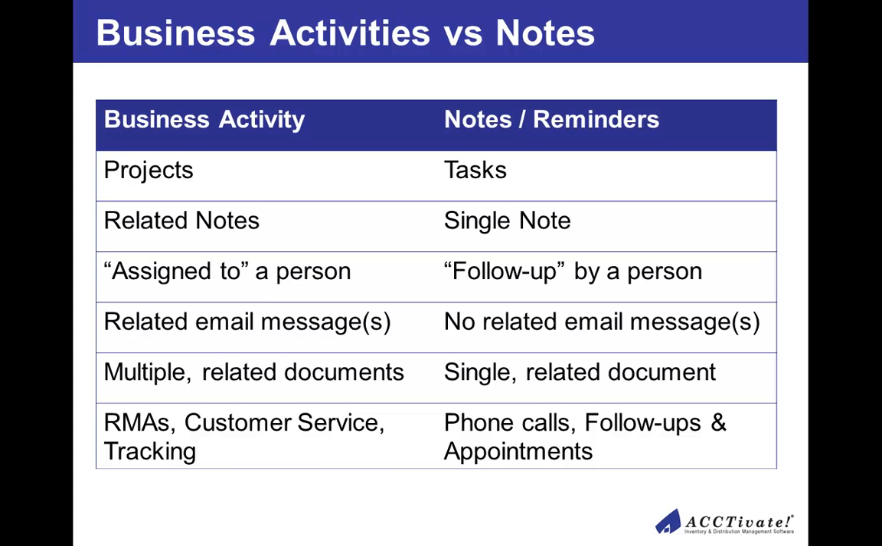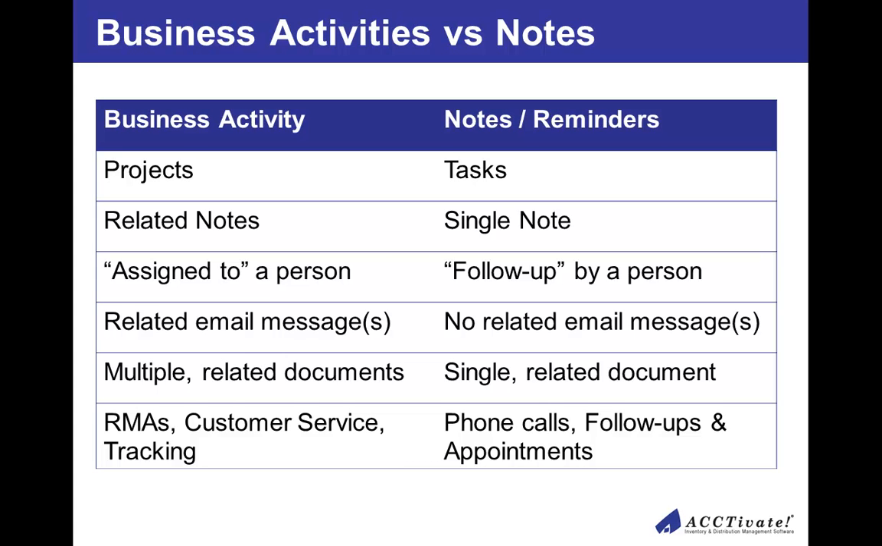You don't need to track multiple status codes. You won't need to track emails and notes. A business activity, I like to think of as more of a project or a larger task. It is assigned to a person, which I think is important to get that concept. They can be reassigned, so you might have one user that works the project and then you pass it on to another user, but we do have a concept of a single assignment within ACCTivate. With notes and reminders, you have a follow-up for a person, but there's really not a log or any way to progress the project through multiple people in the organization.